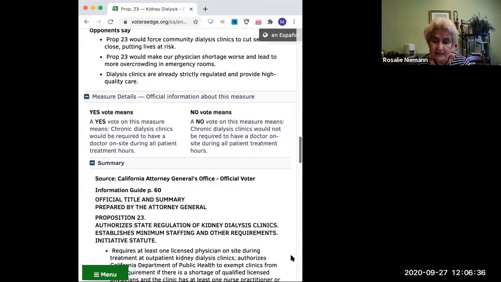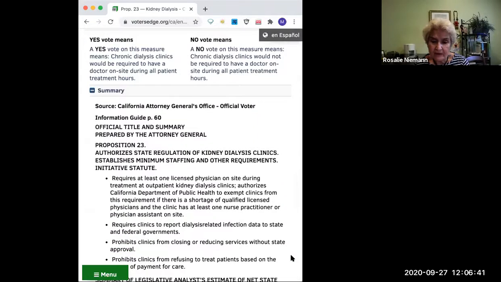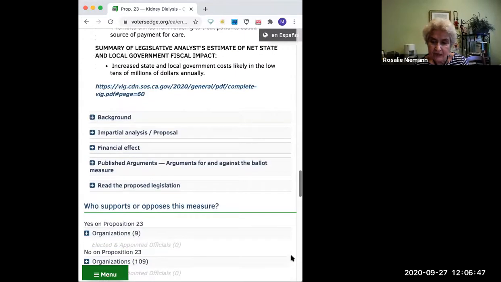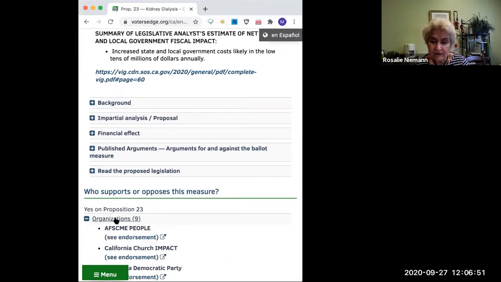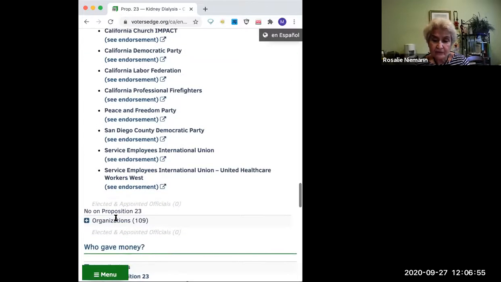CalMatters says that people supporting Prop 23 are Service Employees International Union, United Healthcare Workers, California Labor Federation, and the California Democratic Party. And the supporters donated $6 million.